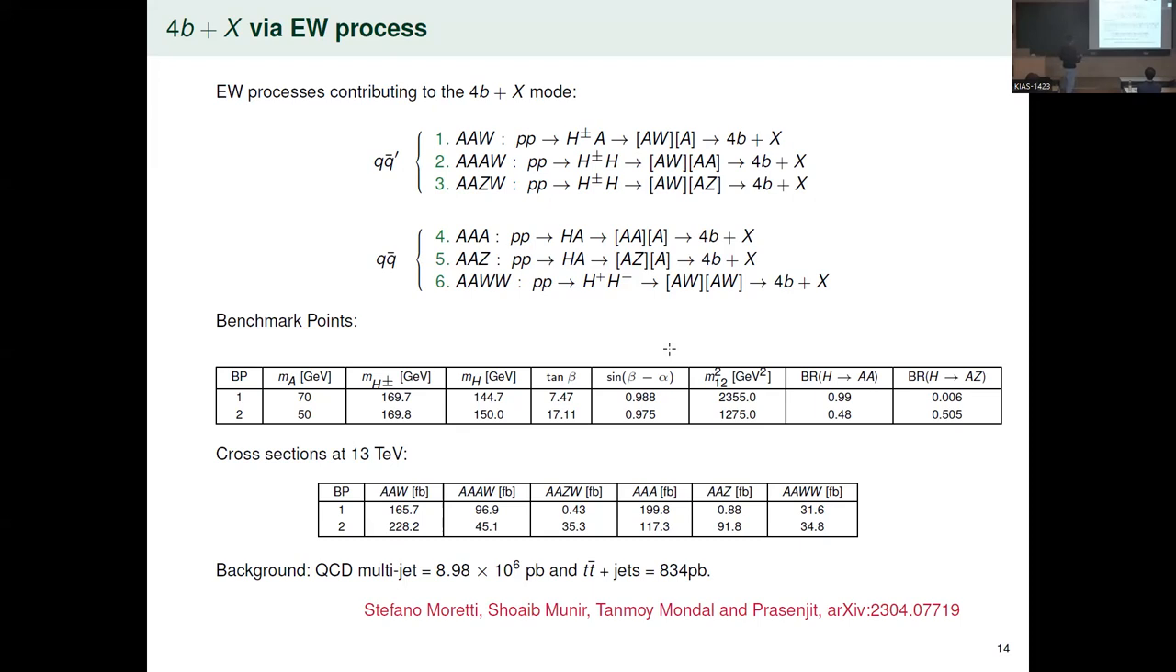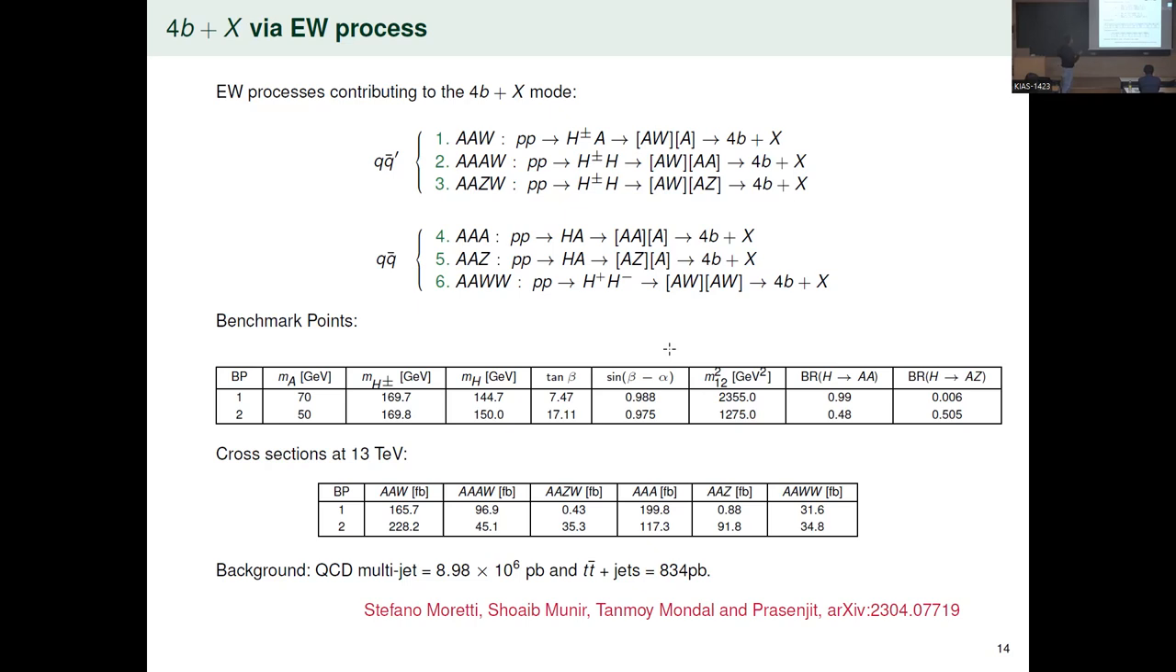So in the first benchmark point, the dominant contribution from the neutral state will be the AAA mode, which, as I will show later, will be very useful to reconstruct the mass of the heavy Higgs. But for the case of 50 GeV, the AAZ mode is also substantial. This we can see from the cross sections over here. As I told before, the AAW mode is always the dominant mode for the charged final state. But for the neutral state, the AAA mode is dominant in the first case. For the second benchmark point, the AAZ mode is also substantial and reduces the AAA cross section.